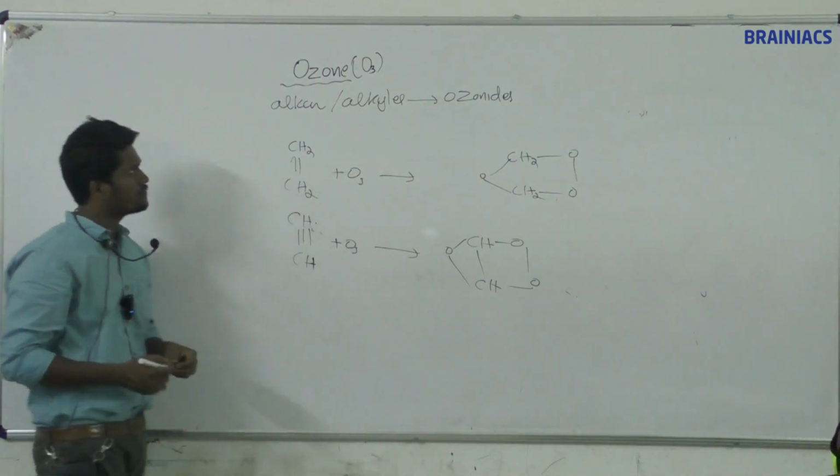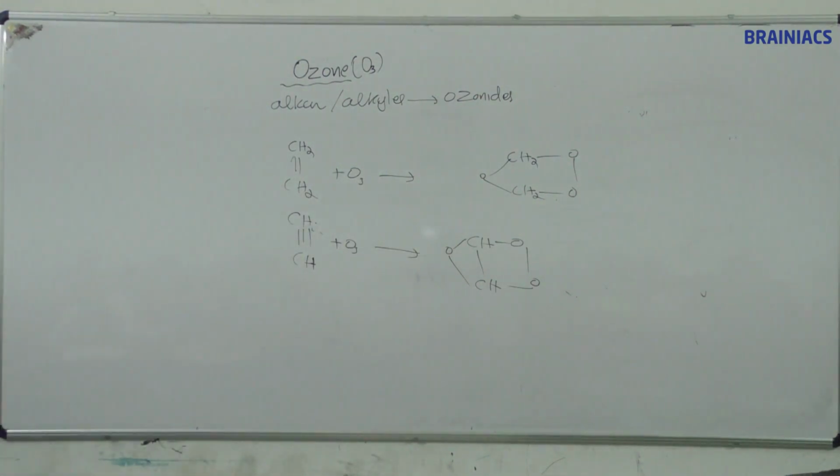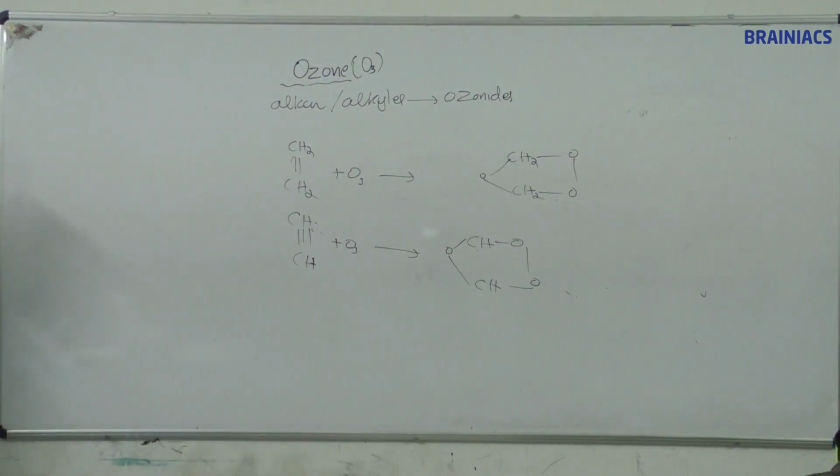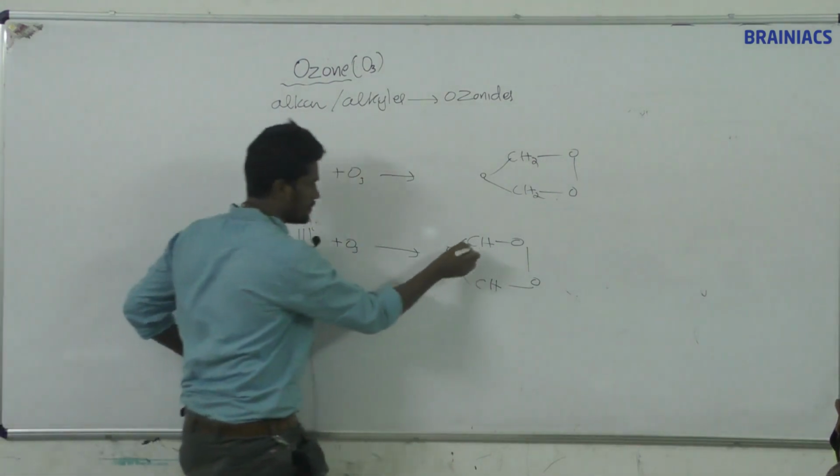Okay, good. Ozone reacted with alkenes or alkynes gives the corresponding ozonides. Acetylene ozonide.